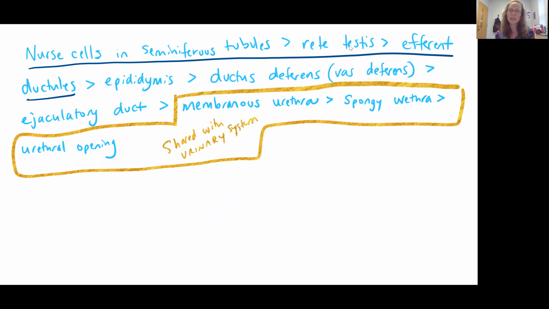From the ejaculatory duct, we will see that the sperm empty into the urethra. So now we are joining up with the urinary system. So this is something that we see in males, but not females. There are different sections to the urethra. We see the ejaculatory duct empties into the membranous urethra, which then becomes the spongy urethra. That's going to be the part that's extending through the penis and then emptying out the urethral opening.